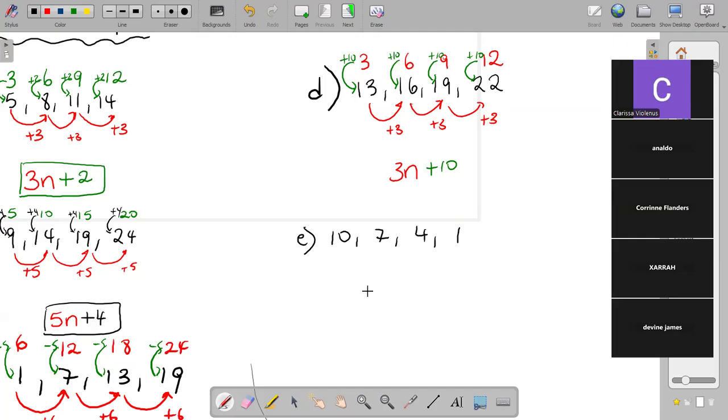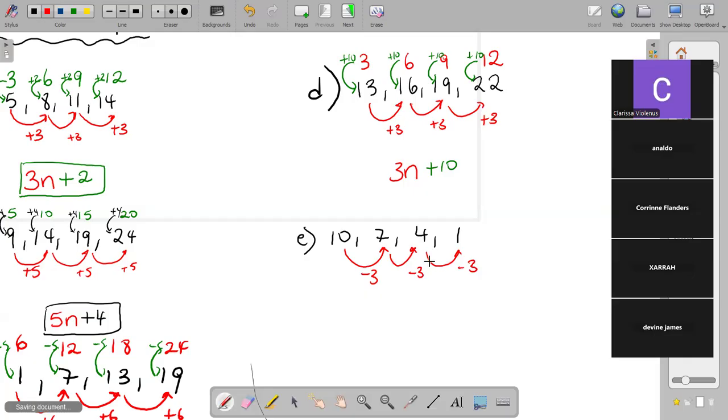What you notice about this question, guys, is that this one is a little different because rather than increasing, this one is decreasing. So let's go. You do the same thing. How do I go from 10 to 7? Minus 3, very good. 7 to 4, minus 3. 4 to 1, minus 3.